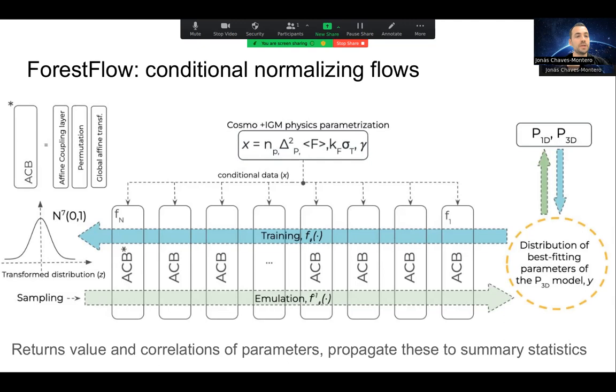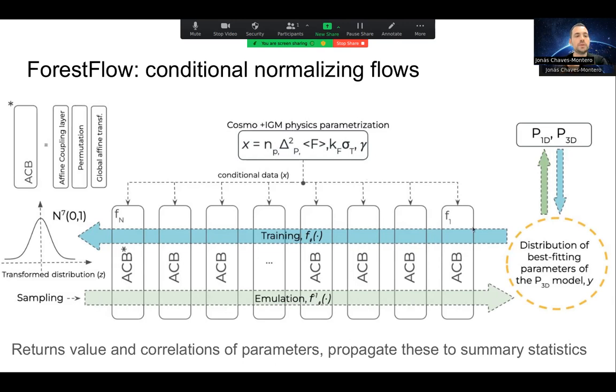So let's present the emulator ForestFlow. It is based on conditional normalizing flows. What we predict, as I said before, are the parameters of this P3D model. And we make these predictions as a function of 6 parameters capturing the cosmological and IGM dependence of the Lyman-α forest.